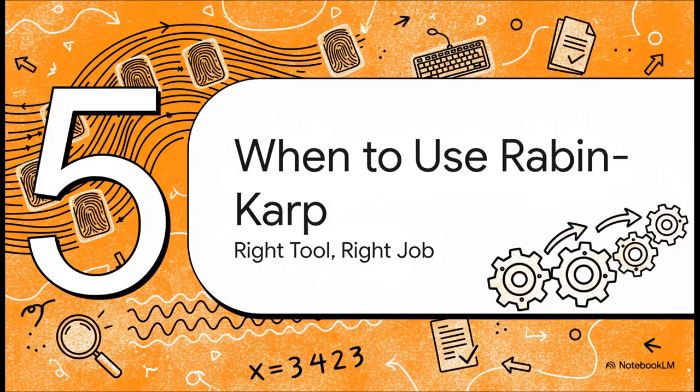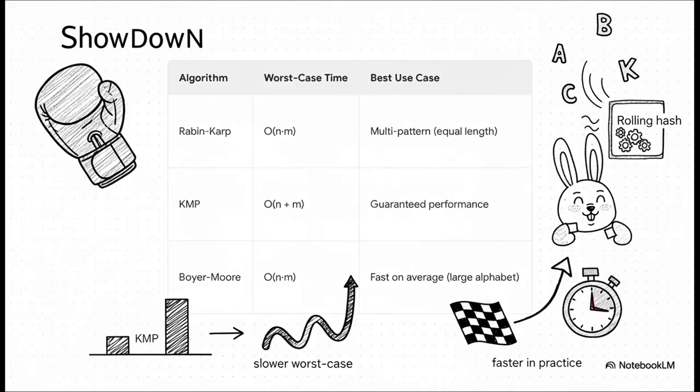So with that trade-off in mind, when should you actually pull this tool out of your toolbox instead of one of the other famous string searching algorithms? Let's see how it stacks up. If you look at this table, you'll see algorithms like KMP which actually guarantee fast performance no matter what. And Boyer Moore is often even faster in practice. So at first glance, Rabin-Karp might seem less useful. But it has a very specific superpower.